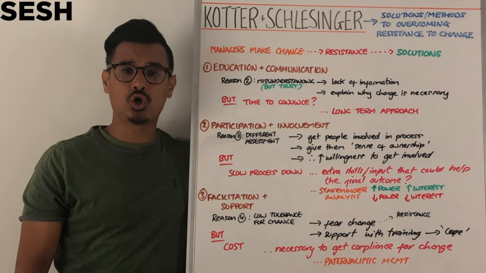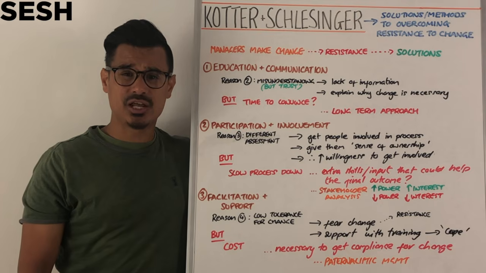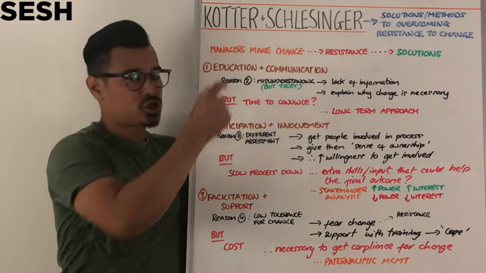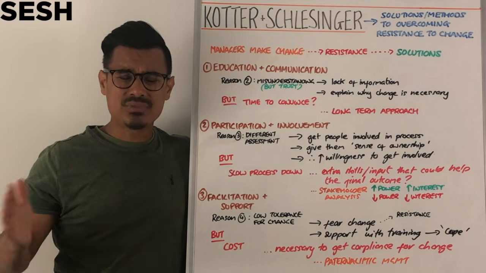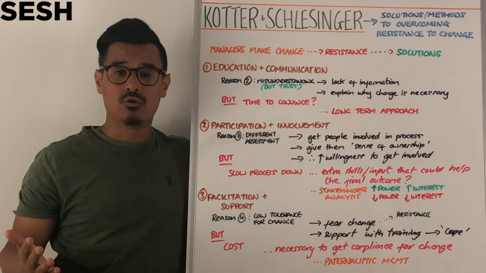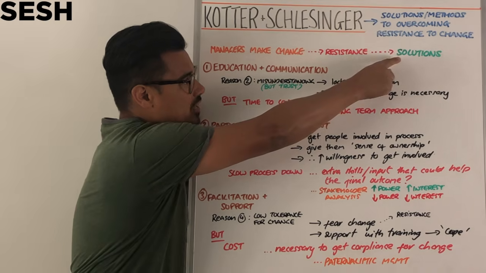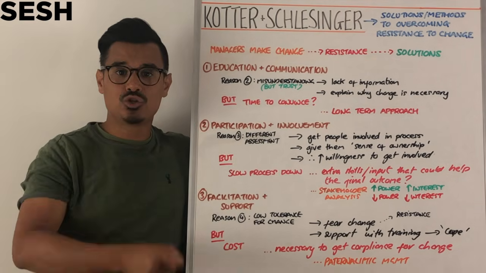Let's have a sesh on Kotter's solutions and methods to overcoming resistance to change. We'll start with the basics. Managers make change. Resistance to that change is inevitable, and that resistance will come in 4 forms. Click the card up there for more details. But what we're dealing with here is what are the solutions to this resistance? There are 6 solutions to the resistance.